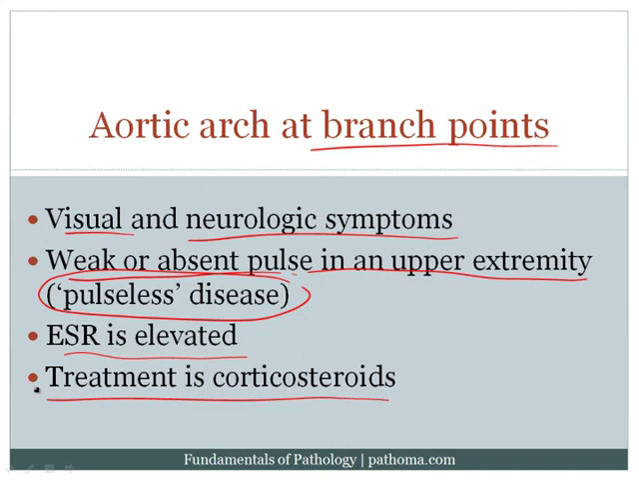Exception number one, patients will be less than the age of 50 as opposed to greater than. And exception number two is that it will be at the aortic arch branch points instead of more distal, for example, in the carotid artery. Otherwise, these diseases are almost essentially similar, and in fact, sometimes there can be overlap between these two diseases.